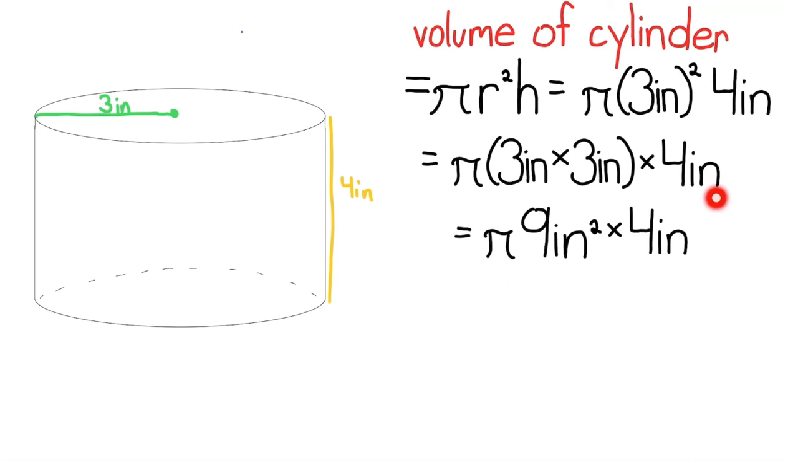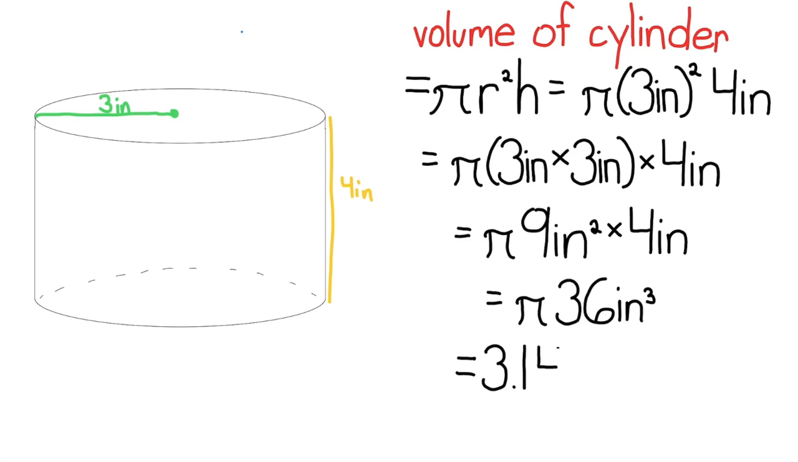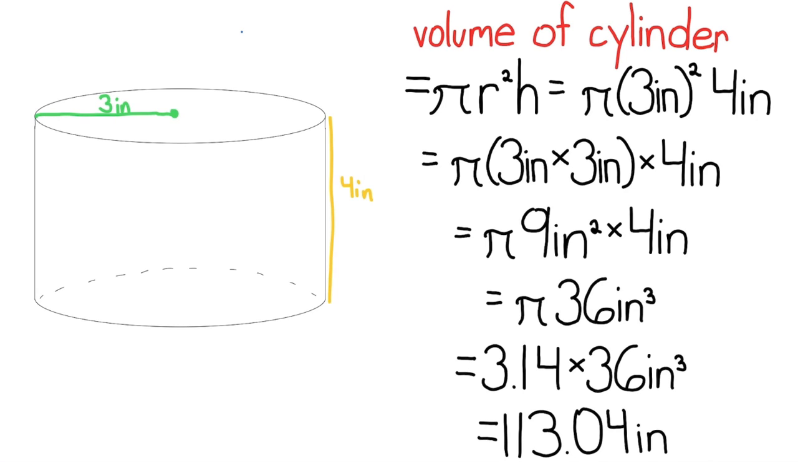So now we are going to solve this part right here. So 9 times 4 is 36 inches cubed. Okay, so let's write that down. So it equals pi 36 inches cubed. So now we have the volume of the cylinder in terms of pi. Okay, let's now do it not in terms of pi and multiply pi times 36. So 3.14 times 36 inches cubed equals 113.04 inches cubed.